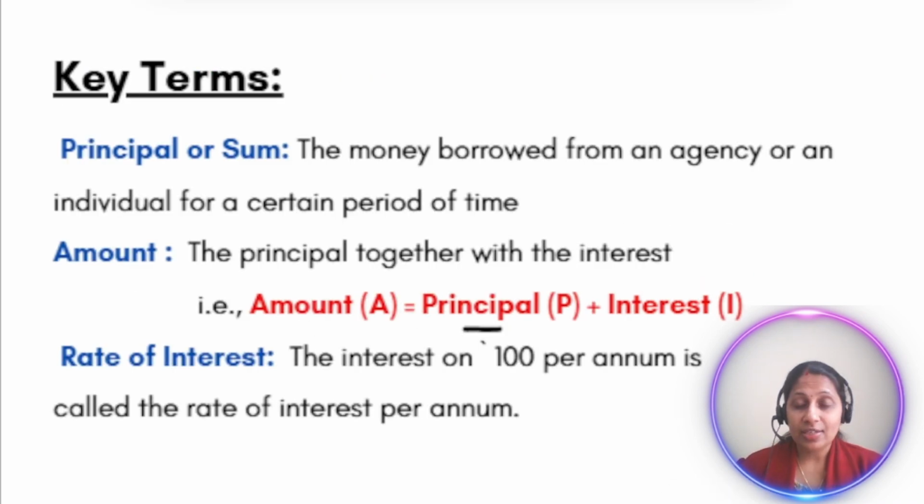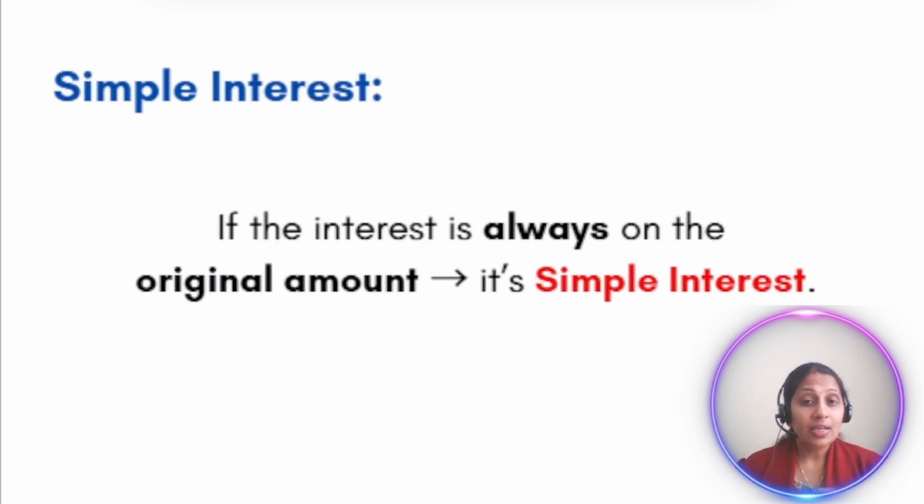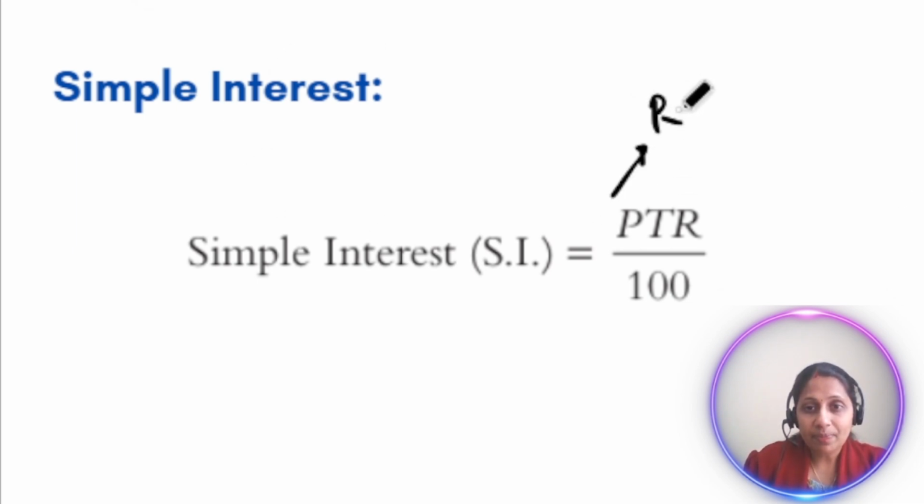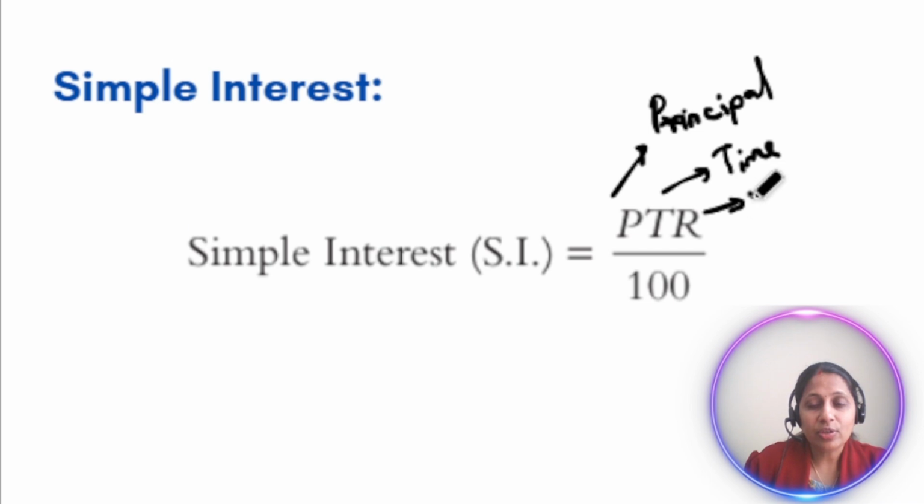So let's first understand what simple interest is. In simple interest, the interest is always calculated on the original amount, that is the initial amount that we are giving or getting. So that's simple interest. The interest is always on the original amount. So how do we calculate this? It is calculated with a simple formula, which is PTR by 100. P is your principal, T is time, and R is your rate of interest.